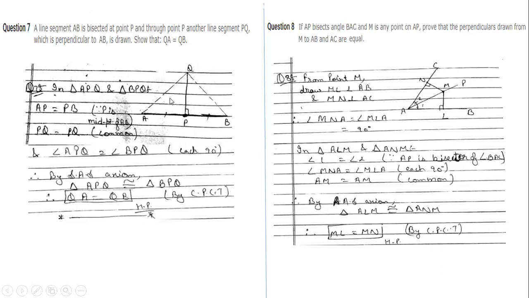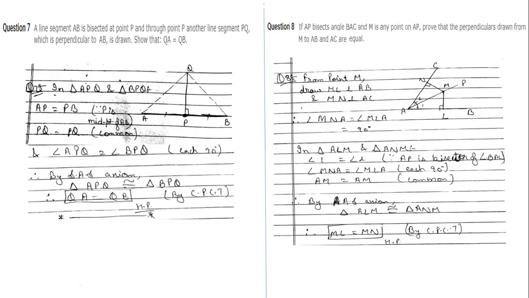Read the question and draw the constructions according to that. Line segment AB, P bisects that. That means P is the midpoint. And through P, another line segment PQ, which is perpendicular, meaning that it is making 90 degree with AB, is drawn. Now we have to show QA is equal to QB.